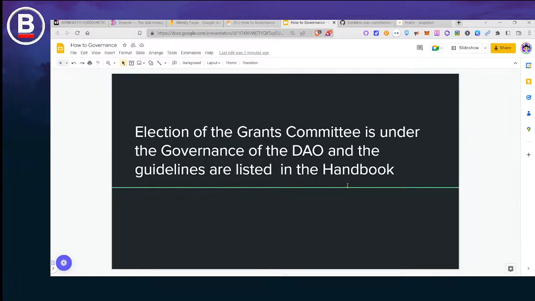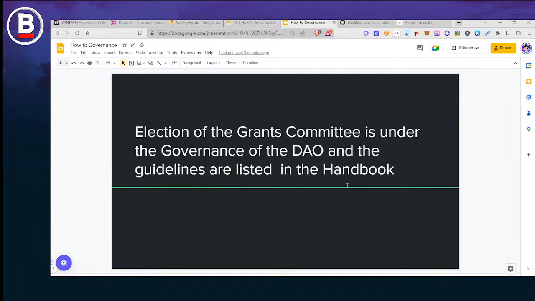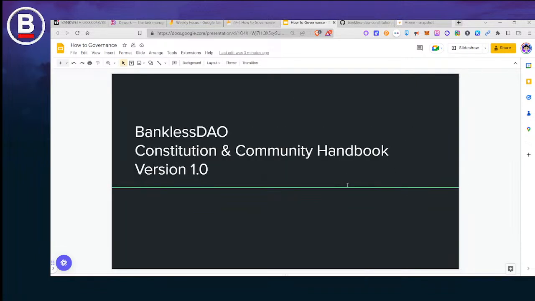Election of the Grants Committee is under the governance of the DAO, and the guidelines are listed in the handbook as well as their Notion page. And that is essentially how we do governance in BanklessDAO. Any questions? This is a really short, sweet, simple presentation, but happy to answer folks' questions.